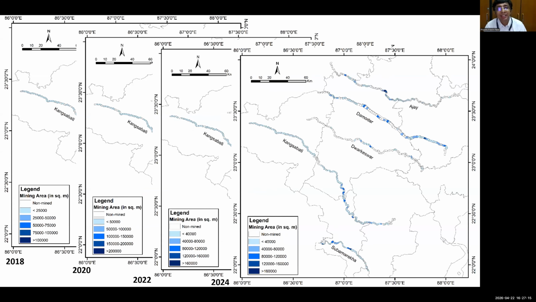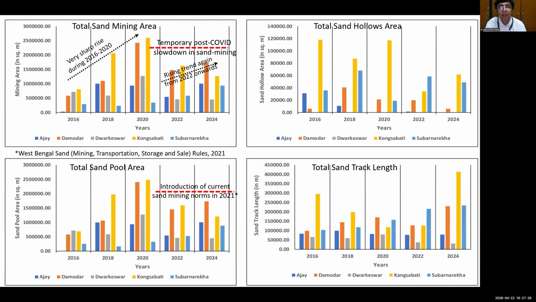So based on this, for the last one decade, we have been able to document where mining has happened, what are the signatures of mining, and what is the total coverage of mining that has happened in each reach. So we divide each river into one kilometer stretches, and within each one kilometer stretch, what is the extent of mining that is happening. And so we ended up getting these kinds of statistics.